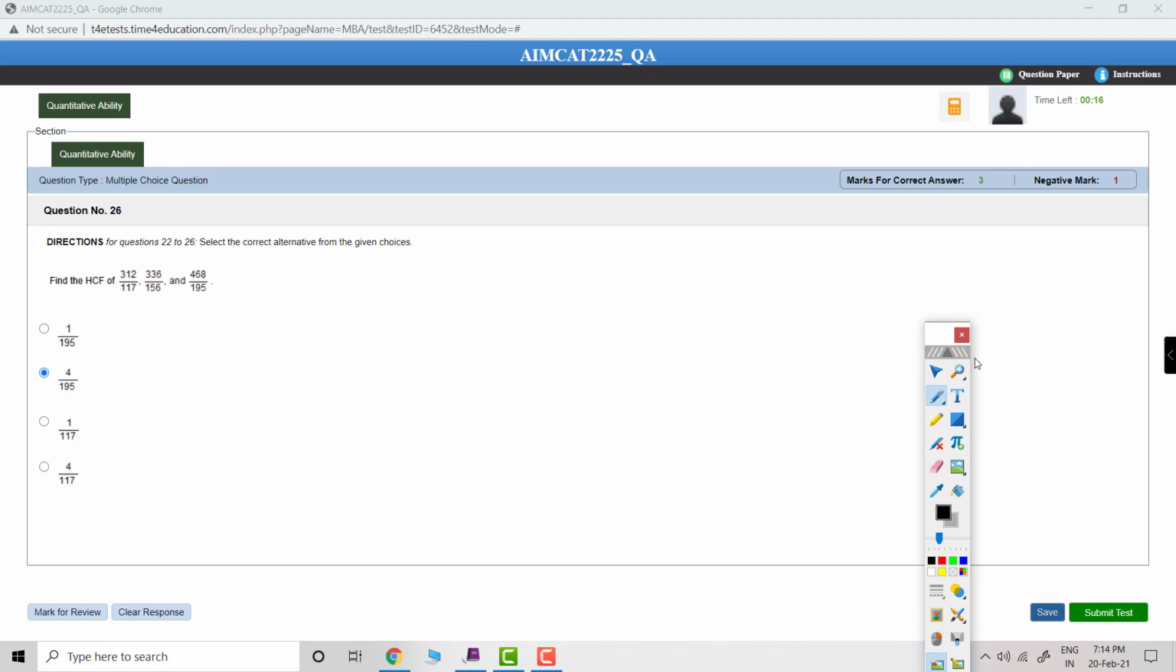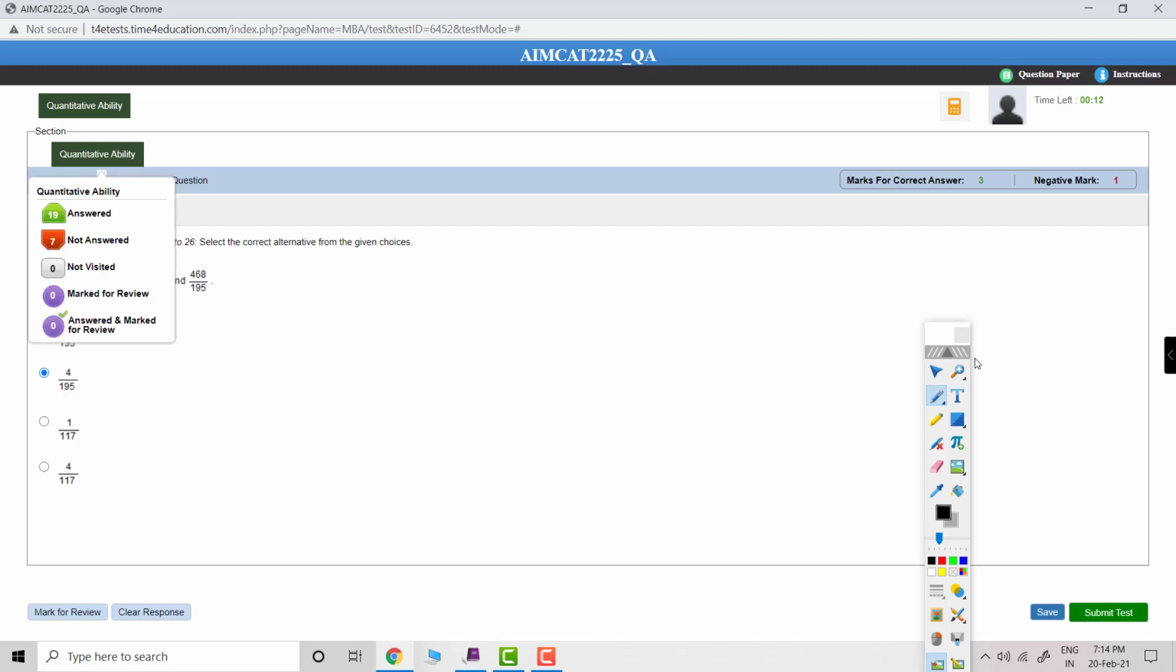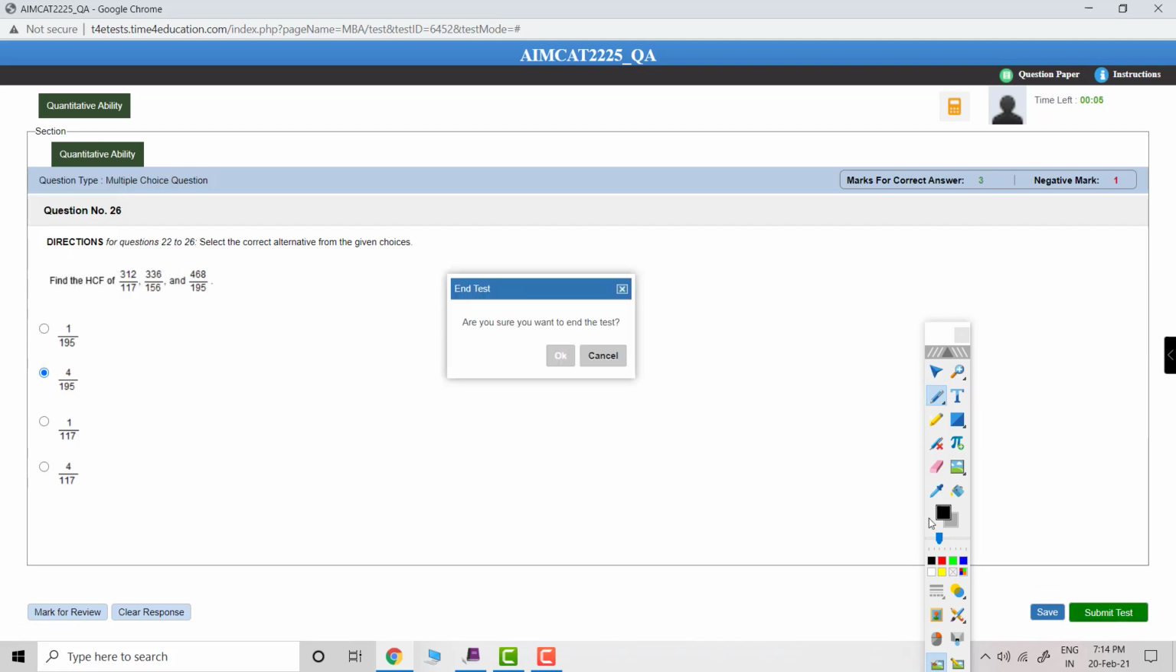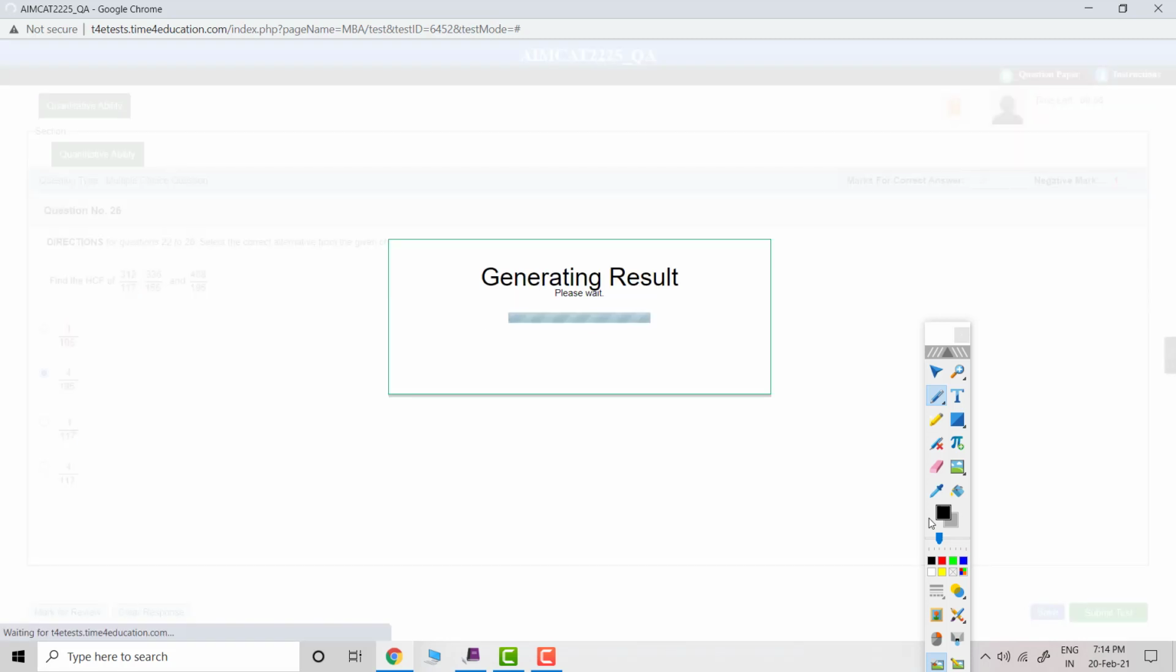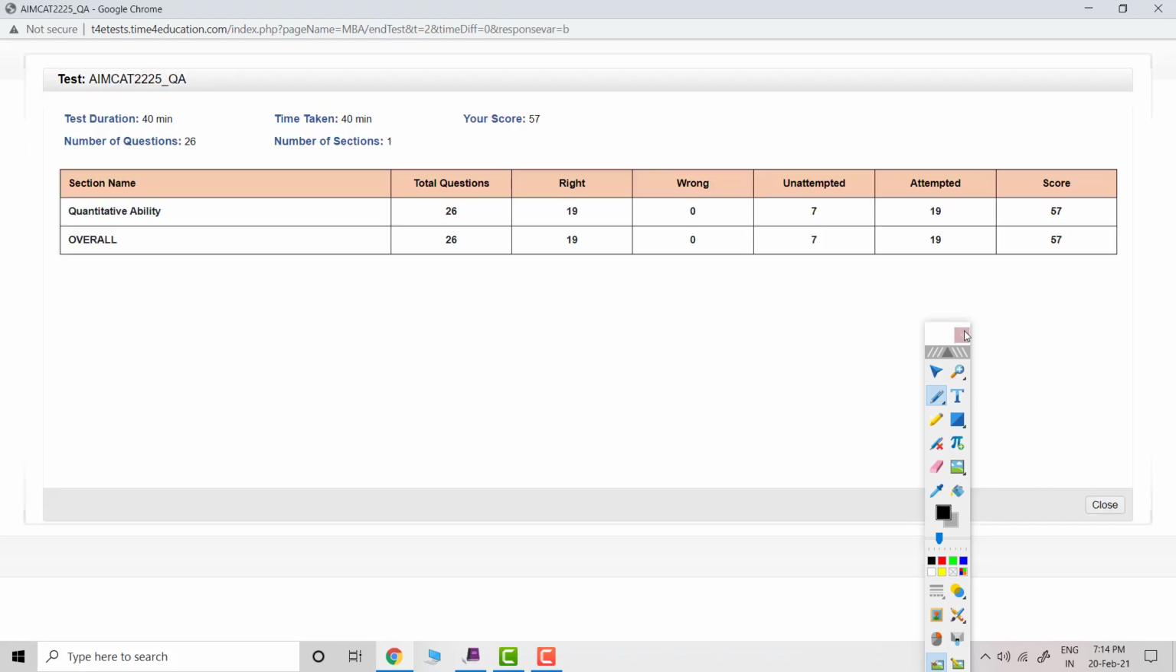Okay everyone, so 15 seconds are left. Let's see how many questions we solved. We answered 19 questions, and 7 questions are not answered. Let's submit the test now. Let's see how many of them are correct. Okay, we solved 19 questions, all 19 are correct. The marks are 57. Okay, done everyone.